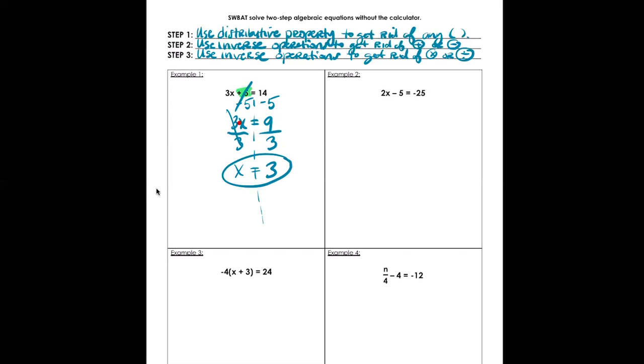Example 2, 2x minus 5 equals negative 25. Again, we're going to skip step 1 because there's no parentheses in this problem. The first thing I want to get rid of here is going to be the minus 5. I do so by doing plus 5, plus 5. So 2x equals negative 25 plus 5. They are different signs again, so you subtract 25 minus 5, you get 20. And we take the sign of the bigger number. 25 is a bigger number than 5, and the 25 is negative. So my answer is going to be negative 20.